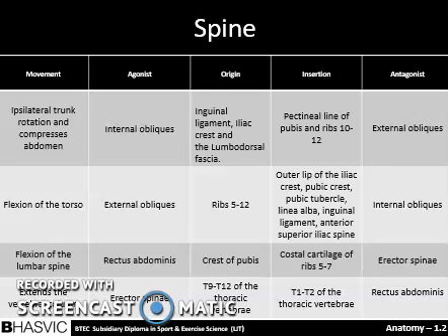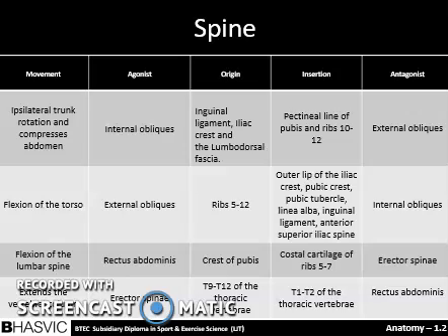I'm only going to do 2 for these, which include the internal obliques and the erector spinae. The internal obliques' main movement is ipsilateral trunk rotation, and it compresses the abdomen. Its origin is the inguinal ligament, iliac crest, and the lumbodorsal fascia. Its insertion is the pectineal line of the pubis and ribs 10 to 12. The antagonist is, of course, the external obliques.